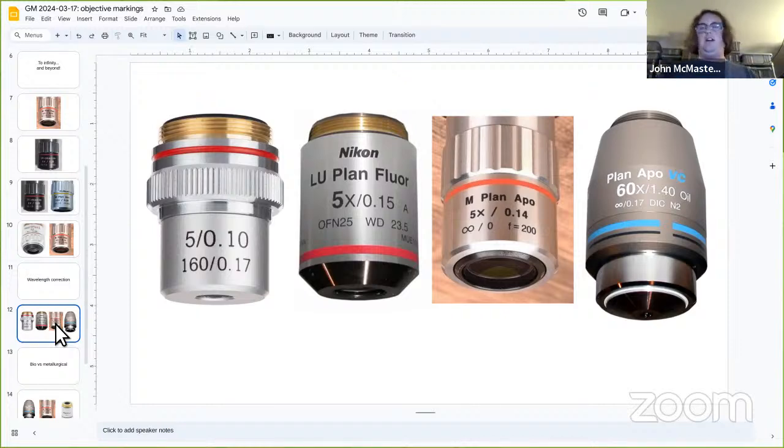Unfortunately, I don't know off the top of my head if there are any standards for what it means to make an objective apochromatic, but generally it means you're not really going to see anything, at least with these three primary wavelengths of light. And that brings us to the fourth objective on the right. You'll notice how it calls itself an APO-VC.